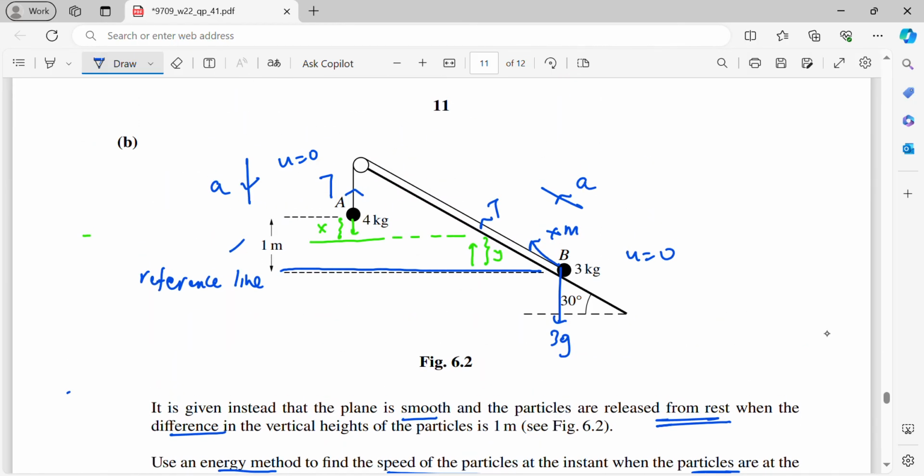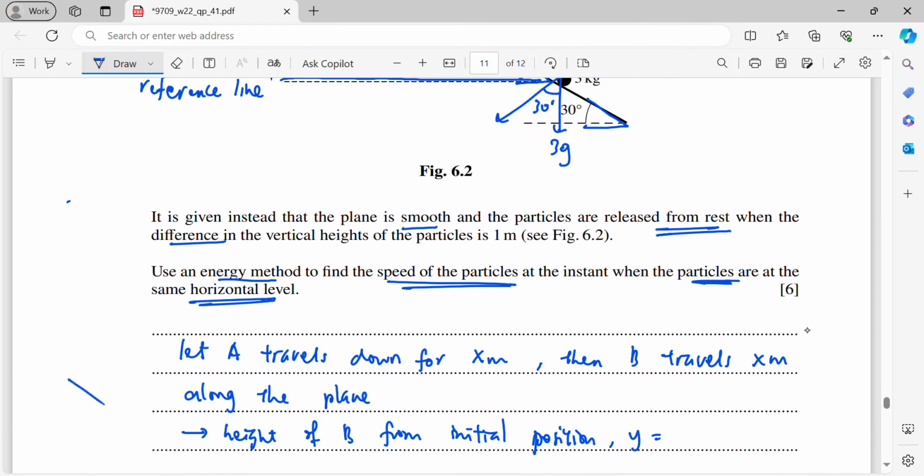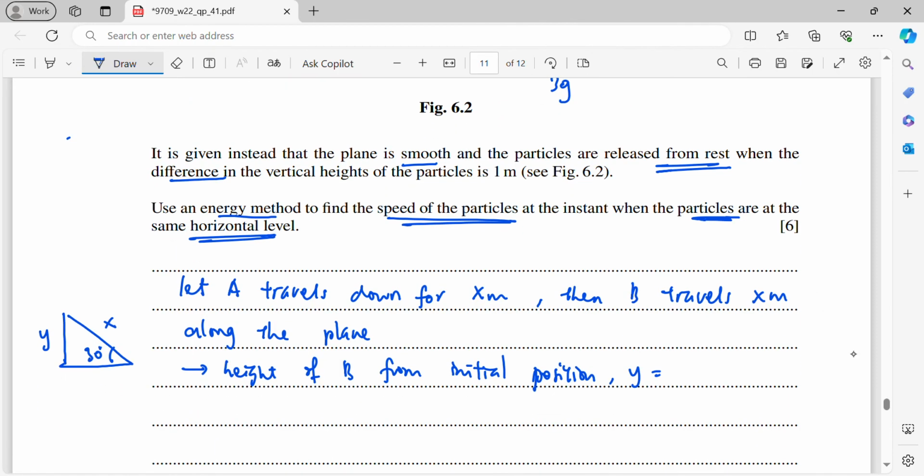So when you resolve, remember here is 30 degrees. Look at here, this is a triangle. So that means here is 30 degrees, this is your y, and this is your x. Which means sine 30 degrees equals y over x. Therefore your y is x sine 30 degrees. So here I will write x sine 30 degrees.